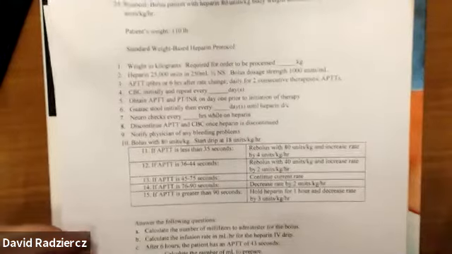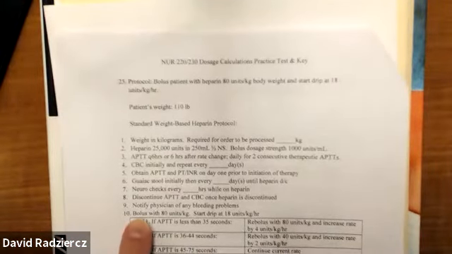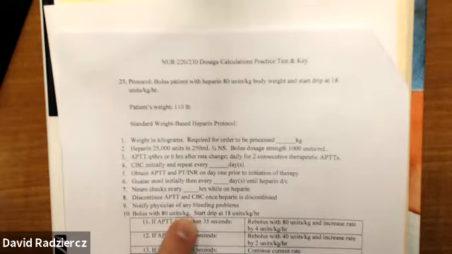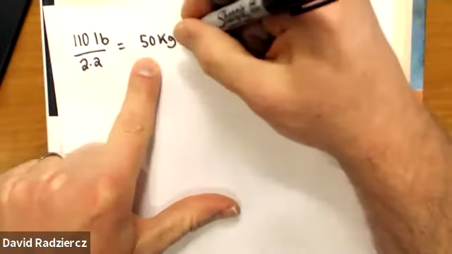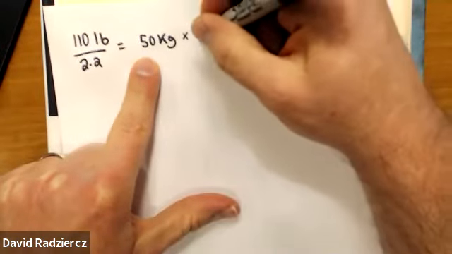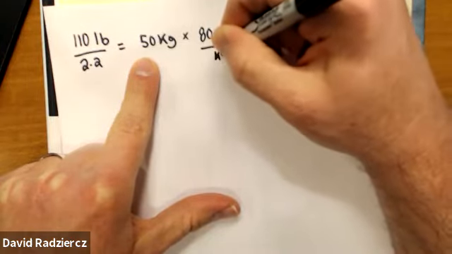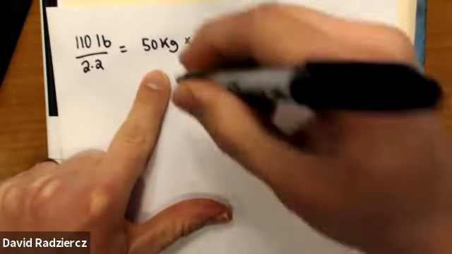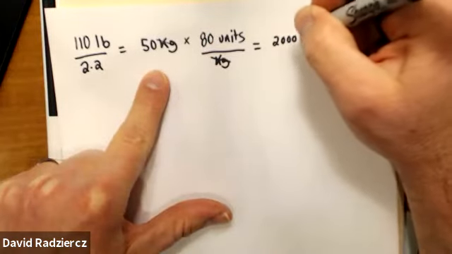The first question says to calculate the number of milliliters to administer for the bolus. So I have 50 kilograms and it tells me to bolus with 80 units per kilogram. Once I've figured out how many kilograms I need, I'm going to do my bolus of 80 units per kilogram. When I do that, I'm going to get 2,000 units.